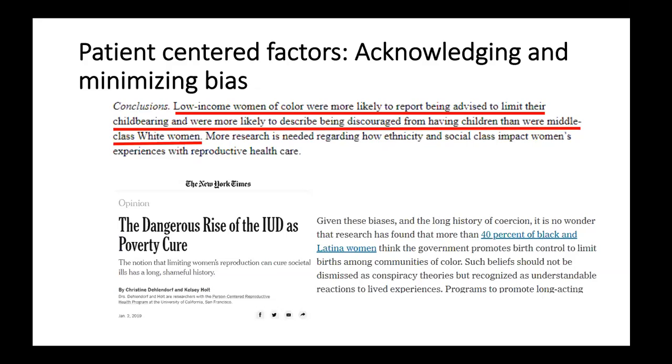There are some papers out there that talk about how low-income women of color are more likely to report that they are being told that they should use longer-acting contraception or receive sterilization. And then there was this New York Times article last year that was written by a UCSF clinician and researcher who pointed out that IUDs or long-acting reversible contraception is sometimes touted by governing bodies as a poverty cure, and the dangerous implications of that.